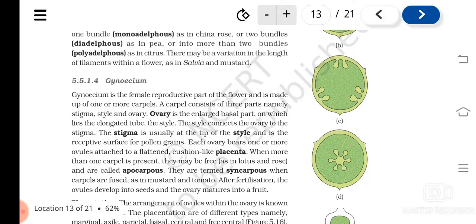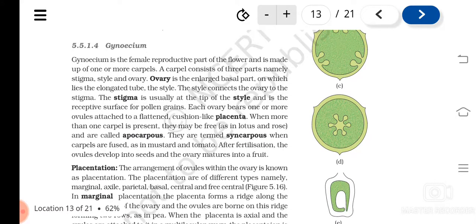So these are the different specialities of stamens. Gynoecium consists of what? Pistils or carpels, and each carpel can have ovary, style, and stigma, isn't it? And then ovules are attached to a tissue in the ovary known as the placenta.